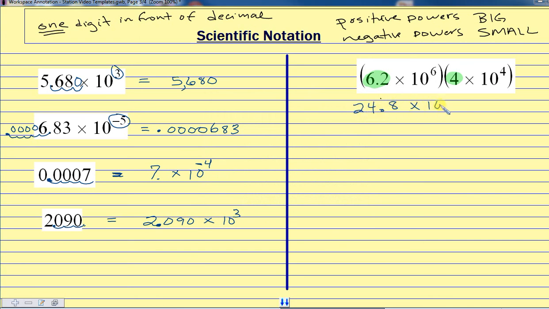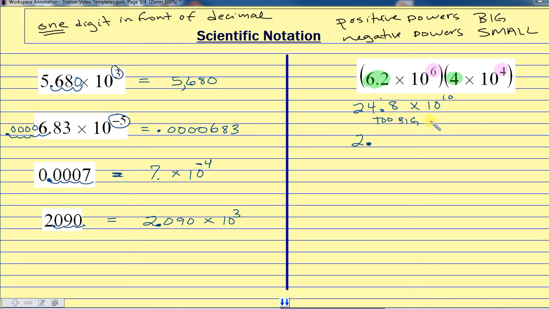times 10 to the, now this is kind of like your rules of exponents. When you have two of the same base multiplying, do you remember what you do with the powers? You add them. So 6 and 4 make 10, so 10 to the 10th power. Now that would be finished, except remember the only place your decimal is allowed to go is after one digit, so this is too big.